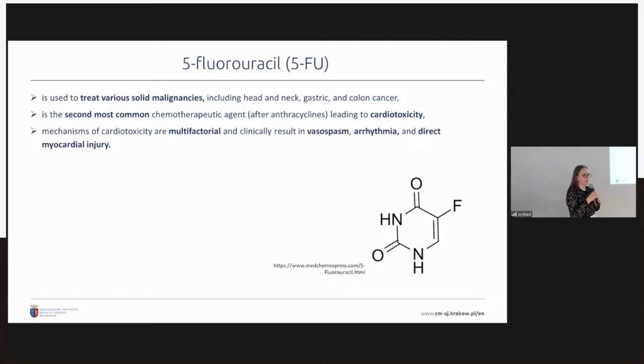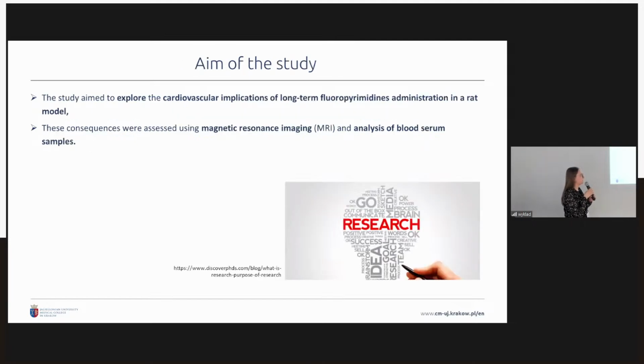At the beginning, I would like to tell you about 5-fluorouracil. This is a medication used to treat various malignancies such as head and neck, gastric, and colon cancer. This is also the second most common chemotherapeutic agent that causes cardiotoxicity, and the mechanism of this phenomenon is multifactorial and clinically leads to arrhythmias, vasospasm, and direct myocardial injury with heart failure as a result.